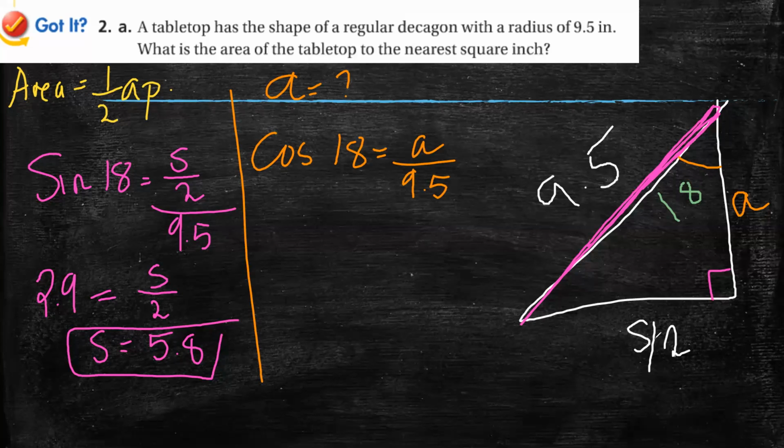Then cosine 18. Teacher, can I use tan since I found S? Yes, oh yes, also yes. It's equal, so it will be approximately 9.0 something, so say it is 9.